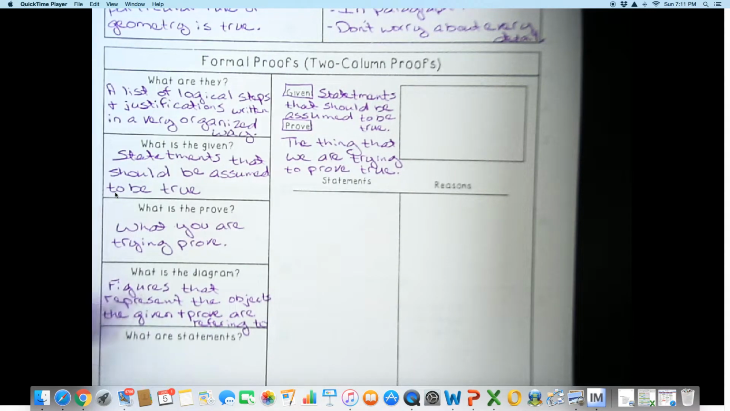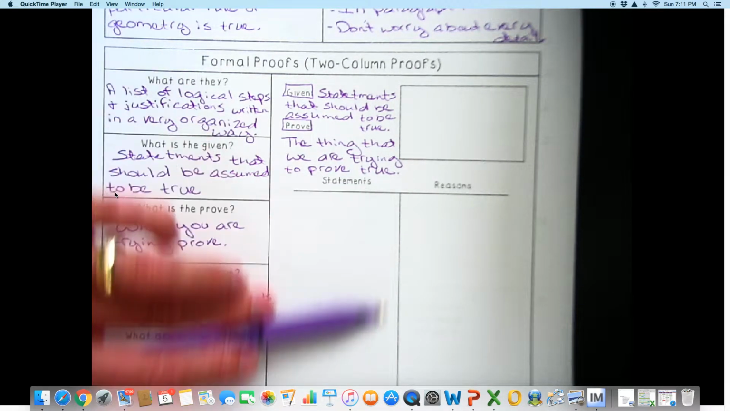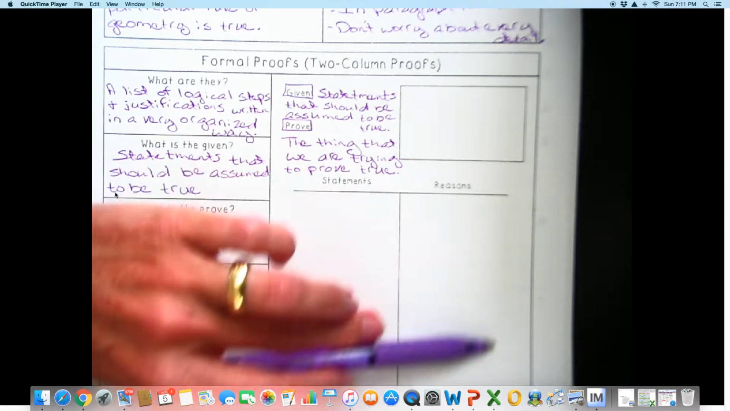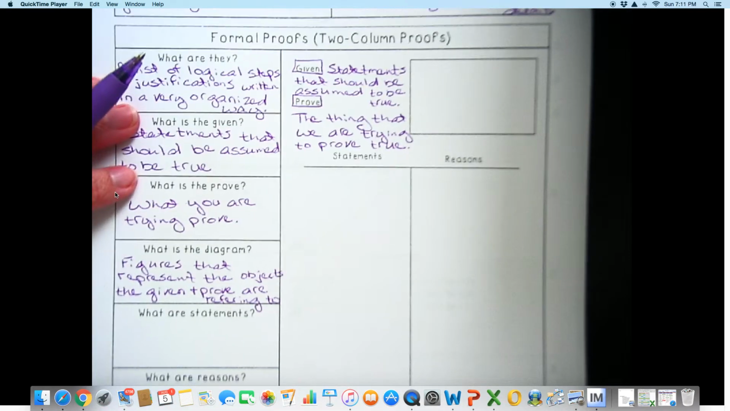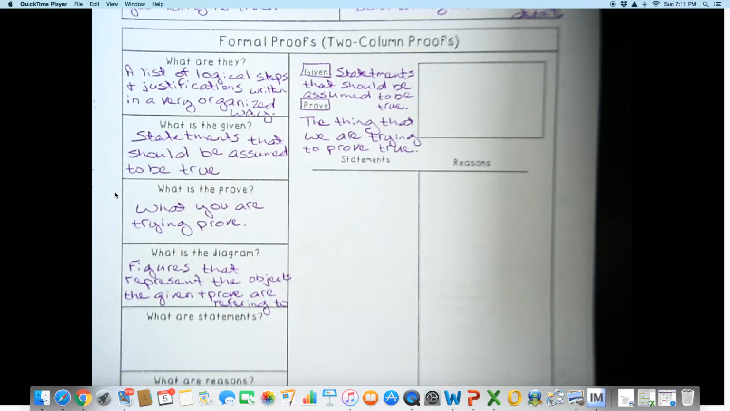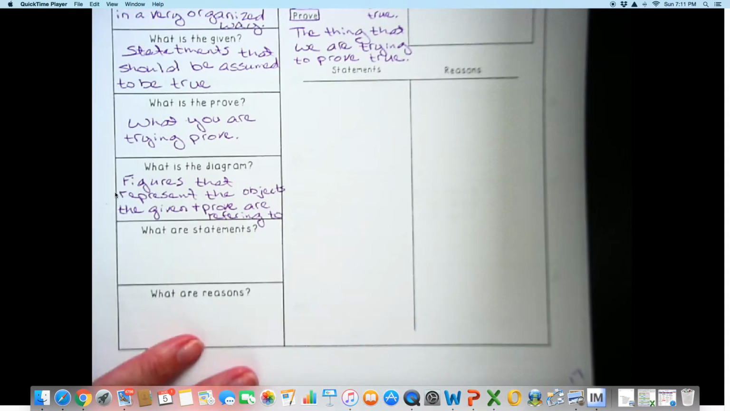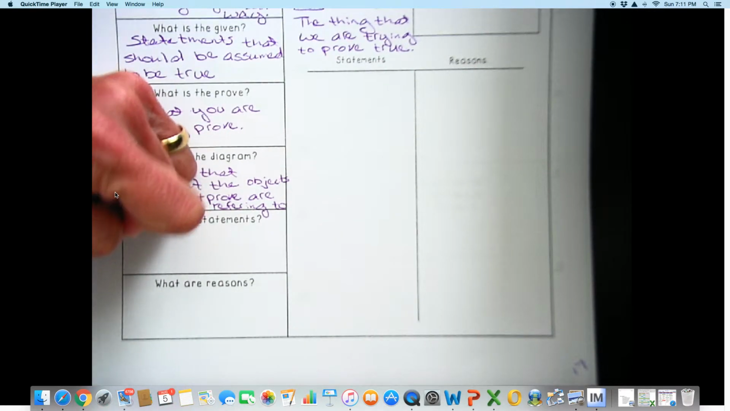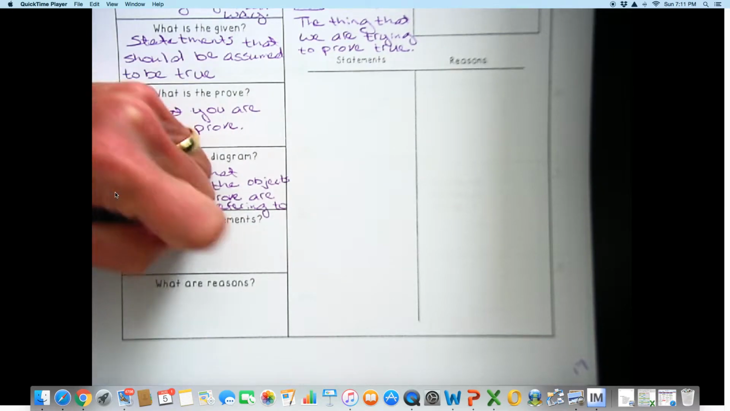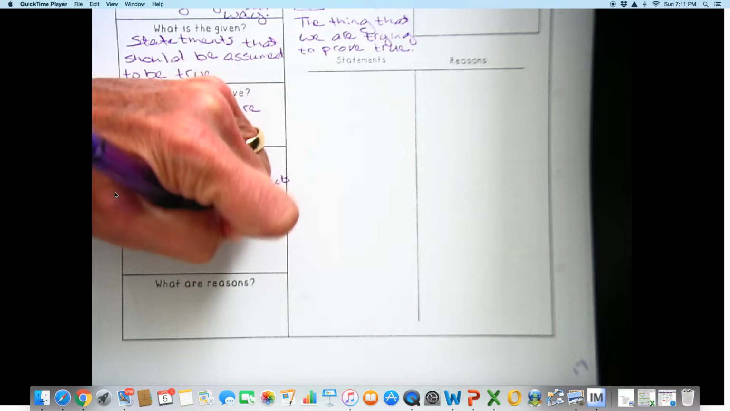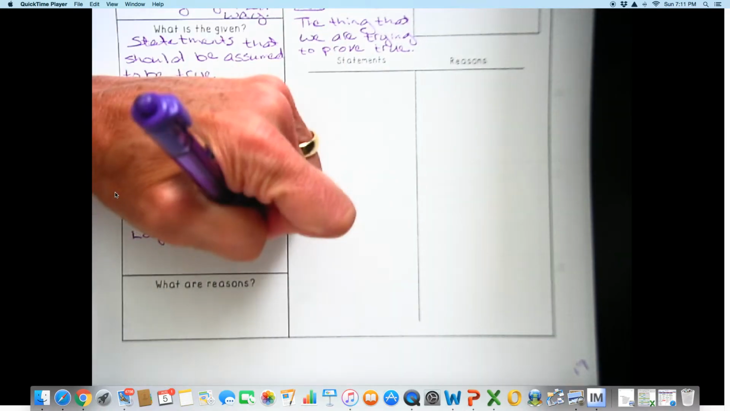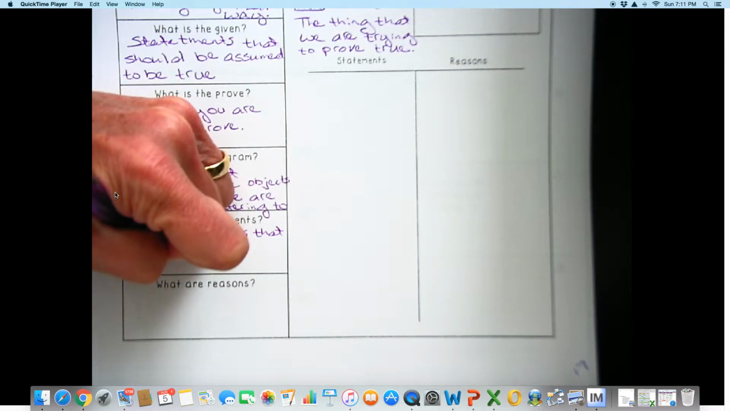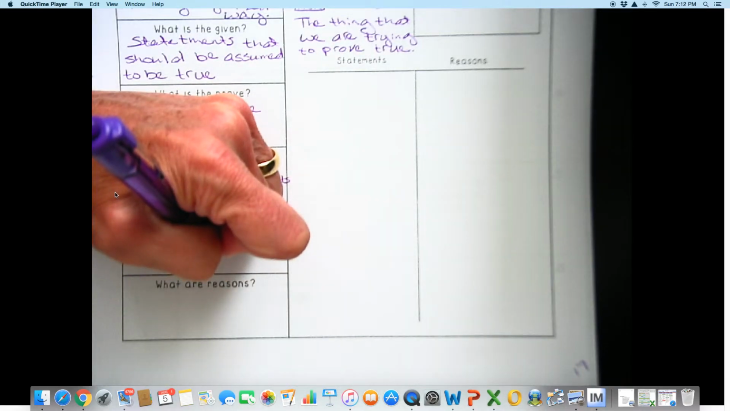What are the statements? Okay, so this column right here is for all your statements. And it says, what are your reasons? Well, that is what goes in this column right here. Okay, so that's what your statements and your reasons are referring to. Let me move this up just a little bit so you can see it. Okay, statements. They're the logical steps that are listed in the left column.